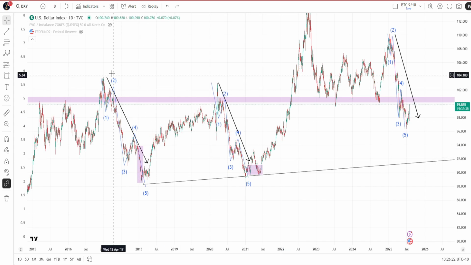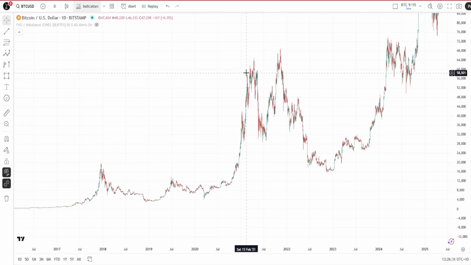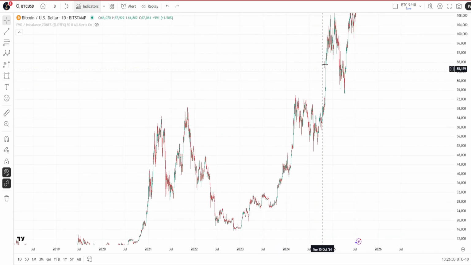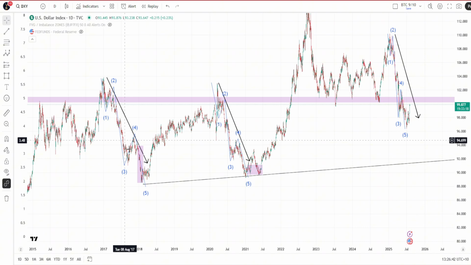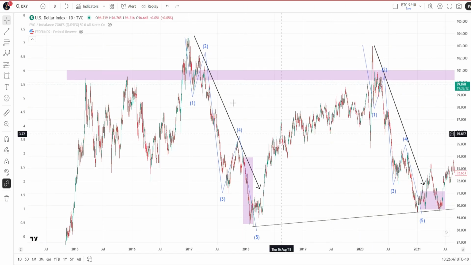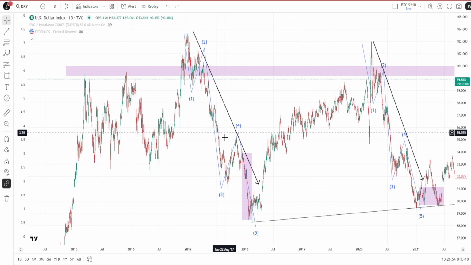So where I want to start this video is that each time we've actually seen a bull run for Bitcoin, here in 2017, here in 2020 and 2021, and so far the run that we're having in today's cycle, each time we've actually seen the US dollar break down to the downside. And in each of these instances, when we've seen the dollar break down, like in 2017 into early 18 here, we've seen a clear 5-wave move to the downside.